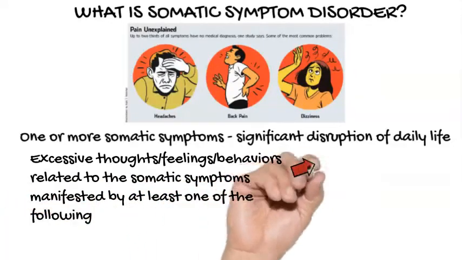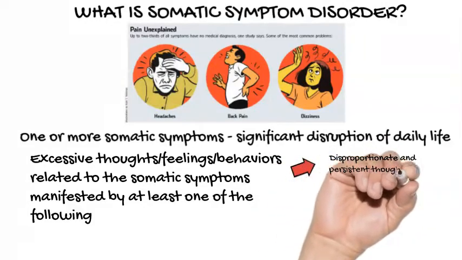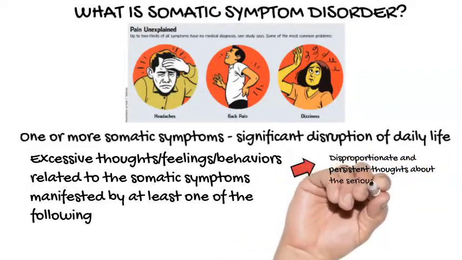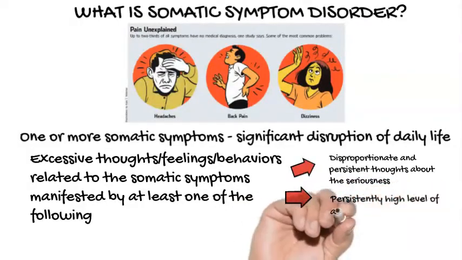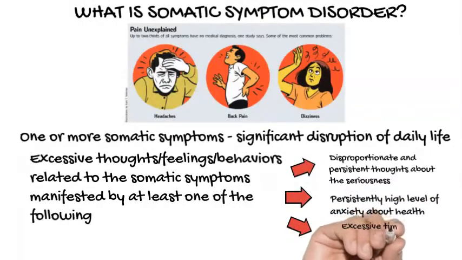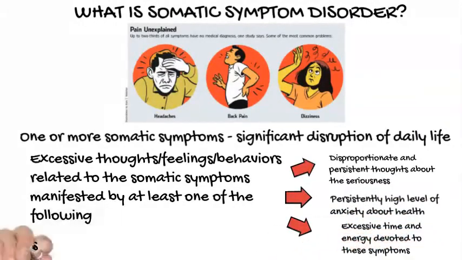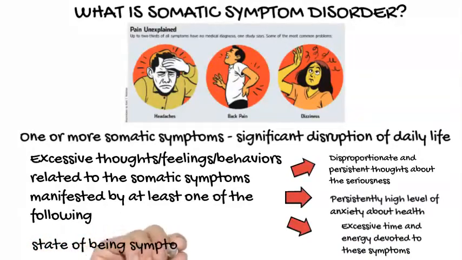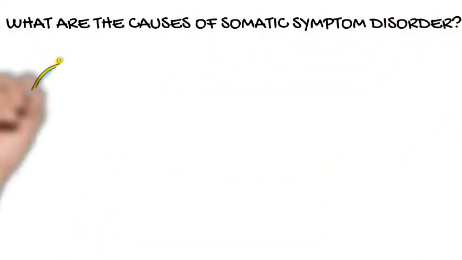Disproportionate and persistent thoughts about the seriousness of one's symptoms. Persistently high level of anxiety about health or symptoms. Excessive time and energy devoted to these symptoms or health concerns. Although any one somatic symptom may not be continuously present, the state of being symptomatic is persistent, typically more than 6 months.